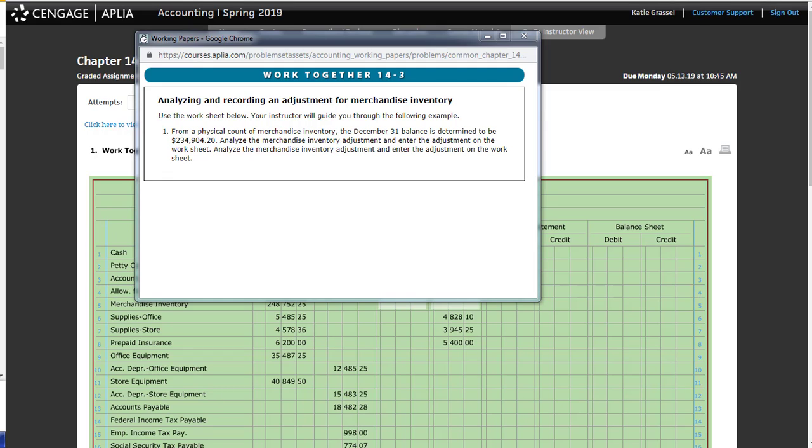Now, we need to talk about merchandise inventory. Merchandise inventory is the account that we use when we buy stuff that we're going to turn around and sell. Okay, so I have my golf business. I'm going to buy golf clubs. Those golf clubs I'm going to buy and then turn around and sell to my customers. Okay, it cost me money to buy them.